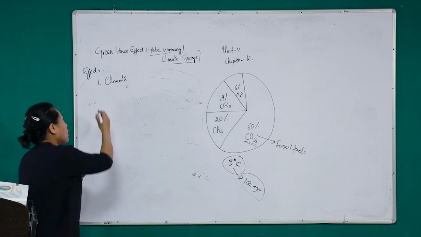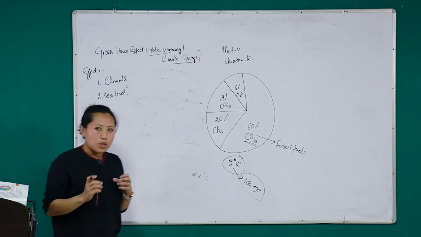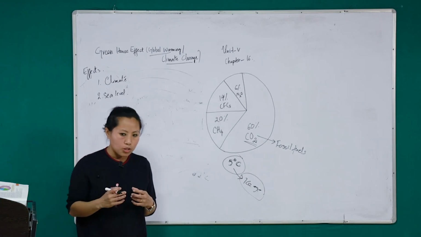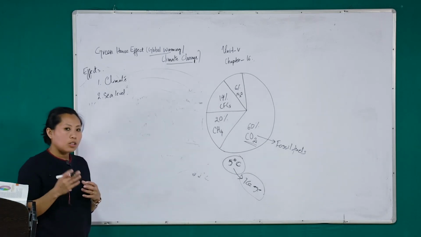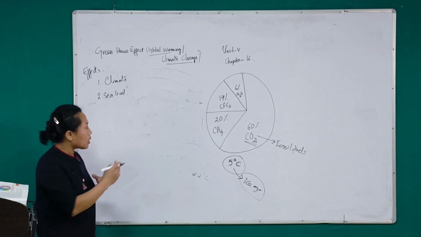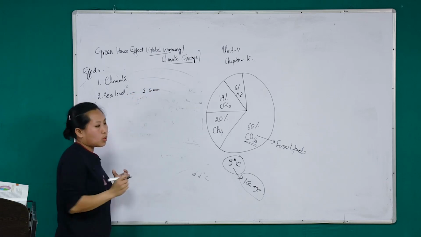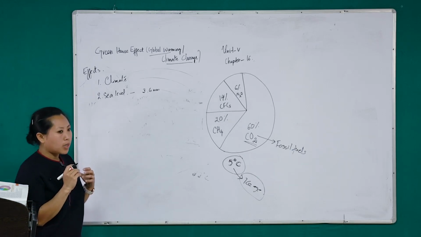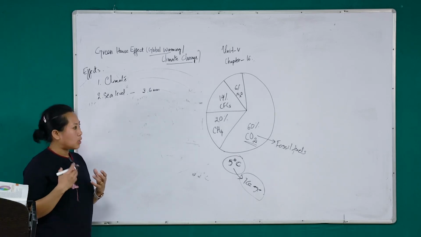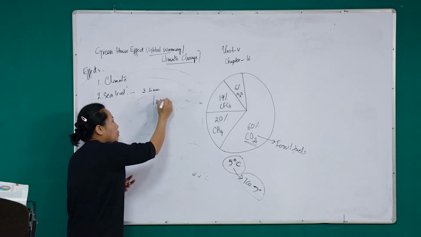And another is the sea level. The rise in temperature or this climatic change has resulted in the melting of the polar ice caps or the glaciers, and this has resulted in the rise of the sea level. It is said that the sea level has increased by a few mm, 3.6 mm if I'm not wrong. So the level of the seas has risen by 3.6 mm because of the melting of these polar ice caps and glaciers.